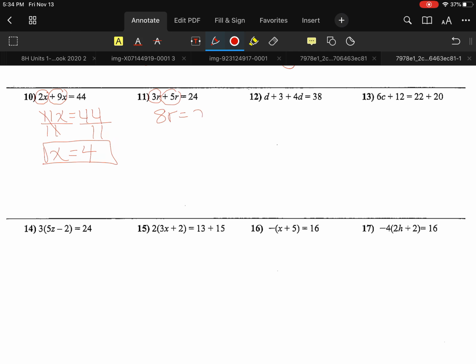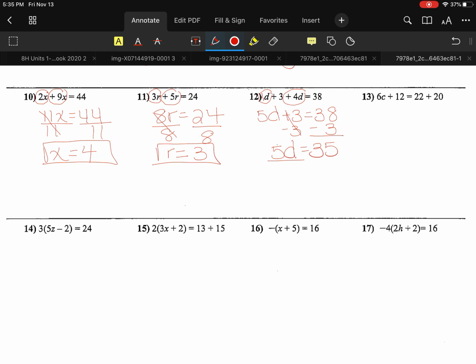Number 11, combine like terms. A 3r and a 5r give me an 8r. I now, again, have one step, divide both sides by 8. R is equal to 3. Number 12, 1d. You could put a 1 with that d. There's one of them, plus a 4d is a 5d. 5d plus 3 equals 38. I have now created a two-step equation. I'm going to subtract 3 in order to get it over to the 38 on the other side of that equal sign. 5d equals 35. I am then going to divide by 5. D is equal to 7.